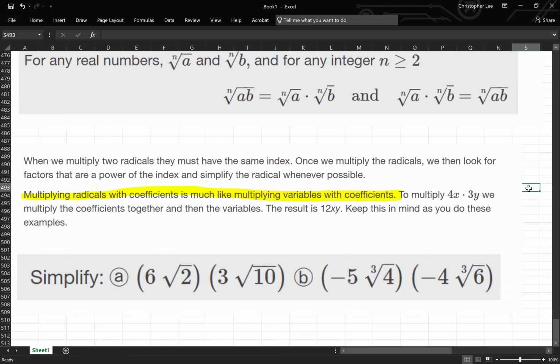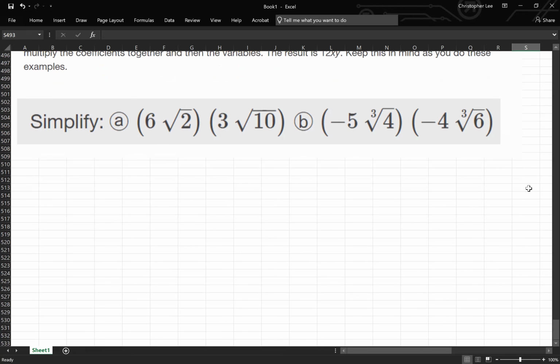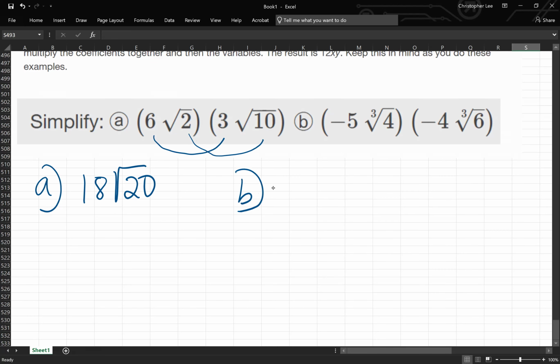Well, let's try it out. 18 what? You're right. 18 square root 20. That's the answer. Numbers with numbers, radicals with radicals. And that's it. How about B? What's the answer?